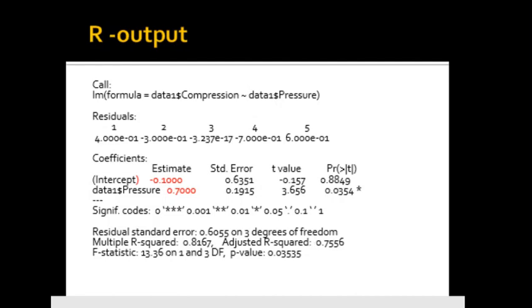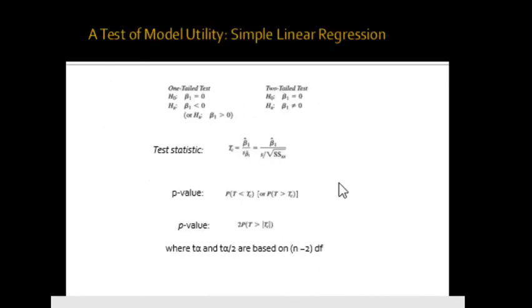Now, we will use R as the software. I have posted a data set and the R code that was used in Blackboard, so you can check that out. Here is what the output looks like in R. This is the intercept, negative 0.1, and here is the beta 1 value. There is a lot of other information that we will be using for the rest of the analysis.